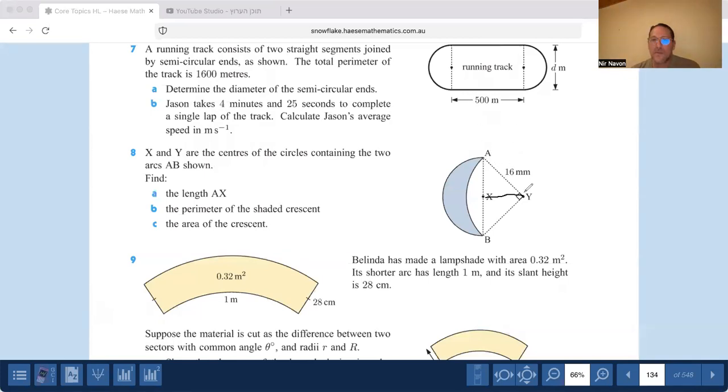So that is 16, so we can use Pythagoras to find AX. x squared plus x squared equals 16 squared, and solving for x. The perimeter of the shaded crescent, so the perimeter we need to find for this one.